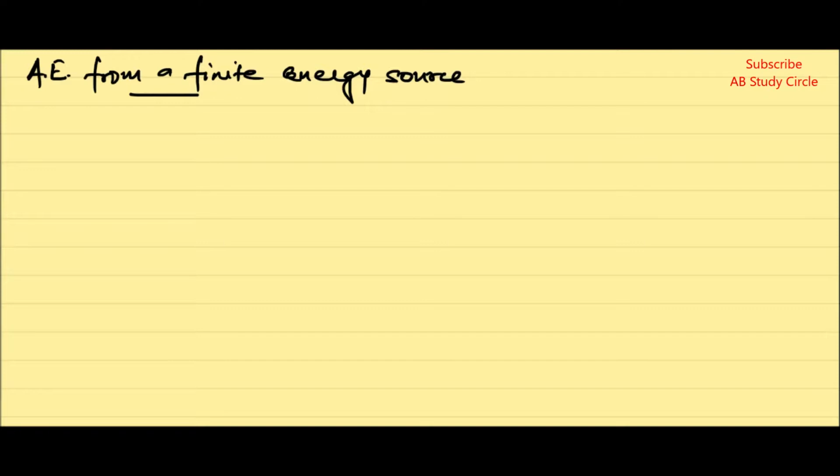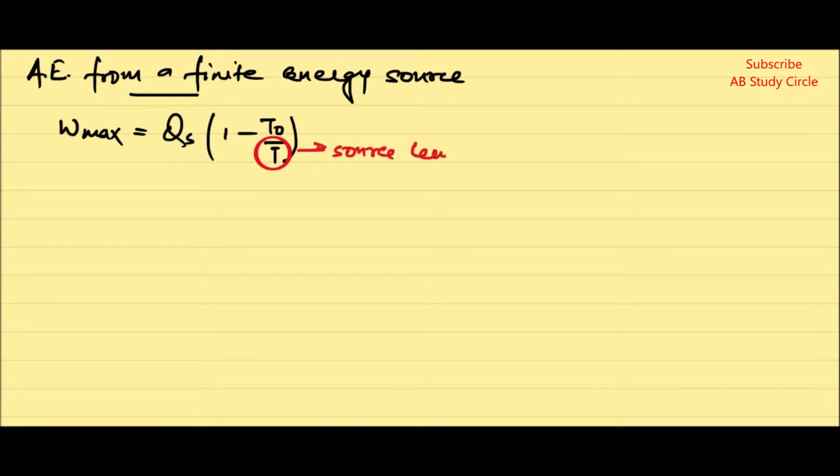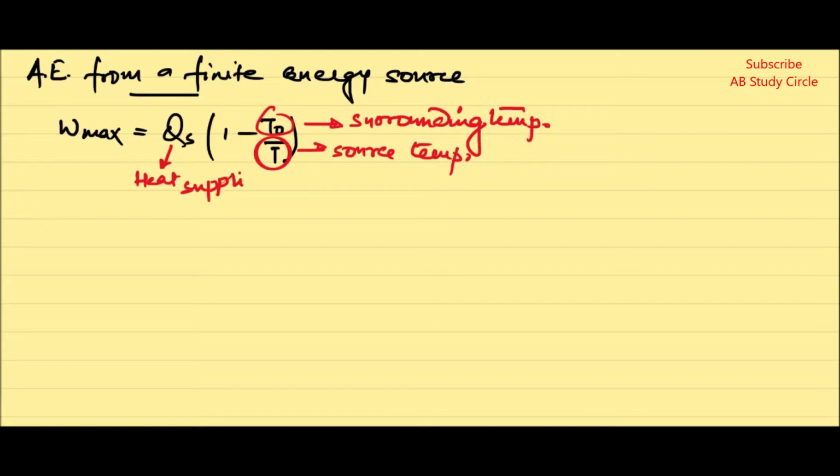So in our previous video we have seen that the available energy for any reversible cycle, the maximum optimal work, is given by Qs (1 minus T0 by T), where T is nothing but your source temperature, T0 is nothing but your surrounding temperature, that is the minimum possible temperature to which the heat can be rejected, and Qs is your heat supplied.